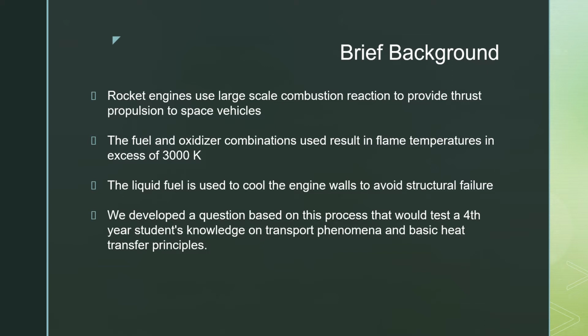So we developed a question that is based on the way that a rocket works, and this is going to test a fourth year student's knowledge on both transport phenomena and also some basic heat transfer principles that they may have learned in other courses.